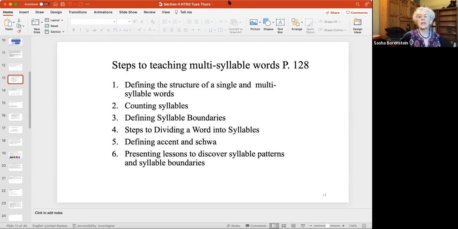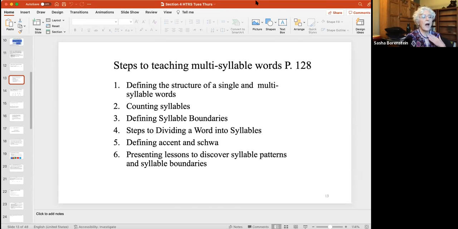So one of the things that I hope you're getting is anytime I do modeling like that, I'm showing you how I do this, not only the skills, but what is my interaction with the student. Okay? And I'm hoping that you're paying attention to those kinds of things also. So these are the steps to teaching multi-syllable words. Now we're going back to teacher mode and thinking of what do I have to consider when I'm teaching my students the different syllable types?